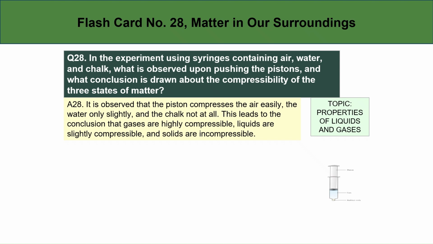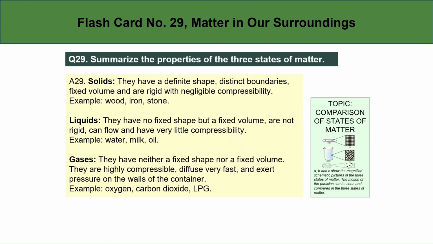Now we will compare all the three states together. Summarize the properties of the three states of matter. Solids: they have definite shape, distinct boundaries, fixed volume and are rigid with negligible compressibility. Example: wood, iron, stone. Liquids: they have no fixed shape but a fixed volume, are not rigid and can flow, and have very little compressibility. Example: water, milk, oil. Gases: they have neither a fixed shape nor a fixed volume. They are highly compressible, diffuse very fast and exert pressure on the walls of the container. Example: oxygen, carbon dioxide, LPG gas.